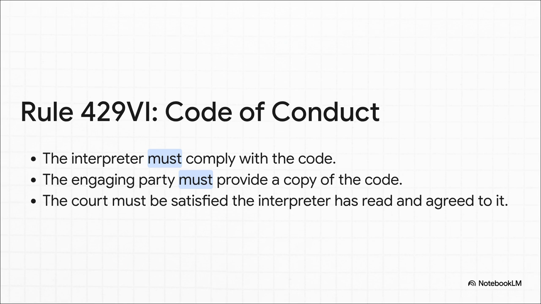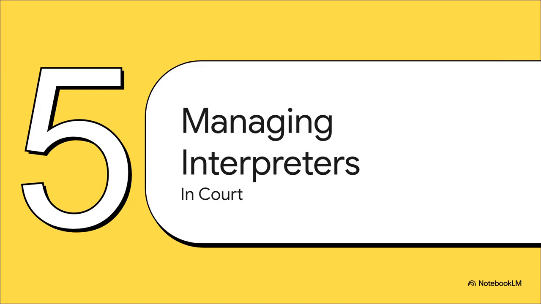And what holds all these duties together? It's Rule 429VI and the Code of Conduct. The rule makes it clear. The interpreter must follow the code. It's not optional. But look closely. There's a duty on you, too. As the barrister who engaged them, you must give them a copy of that code. That's a procedural box you have to tick. Don't forget it. And finally, Section 5, Managing Interpreters in Court.